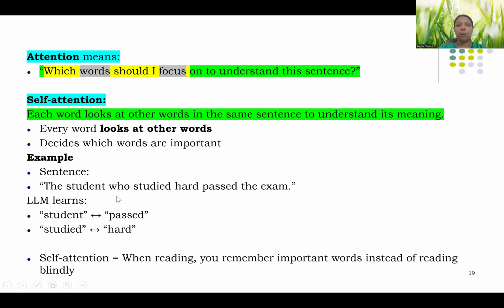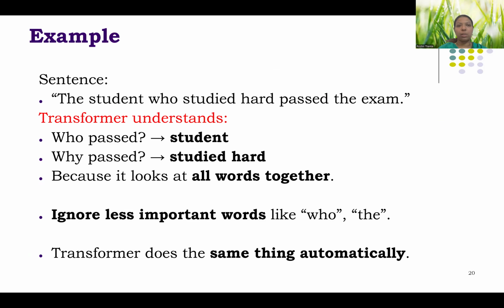So here is an example. The student who studied hard passed the exam. So it can understand, okay, the important words: student, and they passed, they studied hard. So this kind of relationship can be easily maintained. And when reading, it will remember the important words instead of just blindly reading. So it can understand the important words and the relationship between other words. That's the speciality of these transformer models.